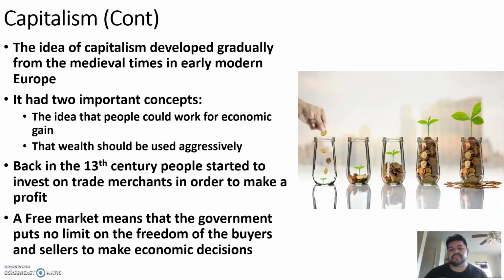So the idea of capitalism developed gradually from the medieval times into modern Europe. Now, there were two important concepts that you have to remember with capitalism. The idea that people work for economic gain. In other words, you don't just work to barely survive. You work to grow. Go up the corporate ladder, some people want to say. That you grow financially so that you go from living in an apartment to eventually owning your own home and things like that. The other thing is that wealth is used aggressively. That the people, the company owners, they spend money in order to gain money.